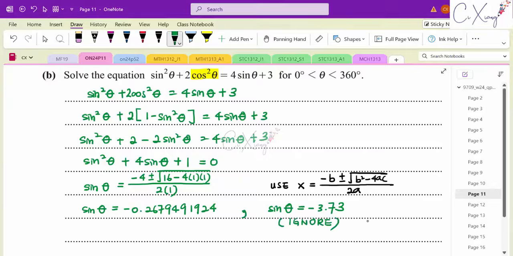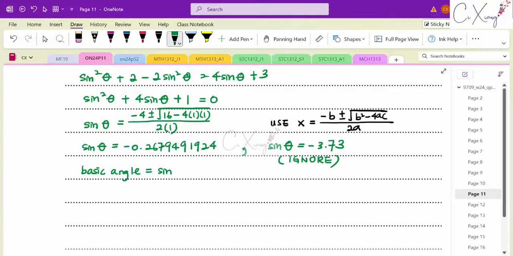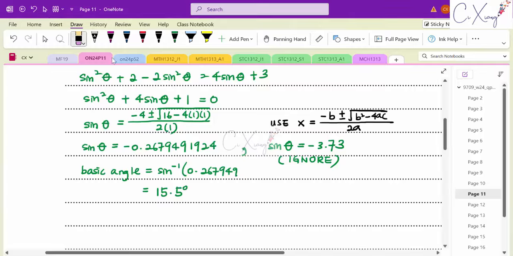Okay, then our theta are mainly coming from this first equation here. Right. So first of all, I want to get the basic angle. Every time I want to get the basic angle, I press the calculator without the negative sign. So I will have sine inverse 0.2679... By right, your sine inverse should be 15.5. You want to get the acute angle, or I call it the basic angle, first, for this particular value.